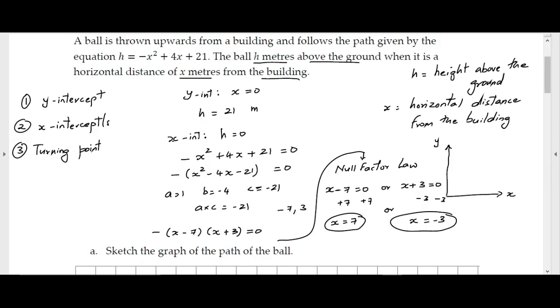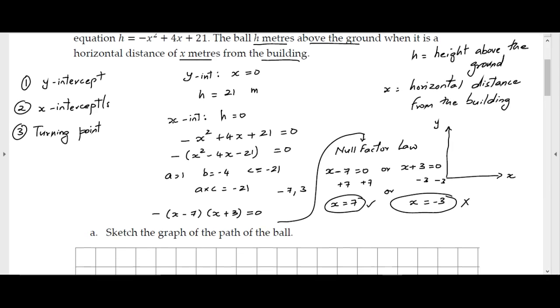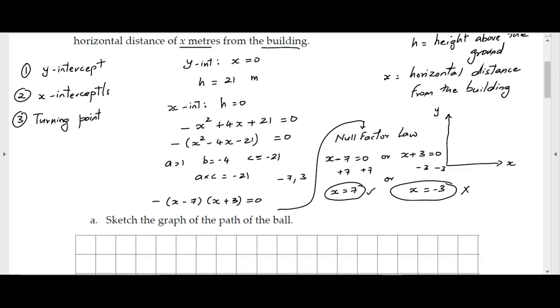Now let's go back to the variables again. x is the horizontal distance from a building. Again we talked about its limitation. Its value cannot be negative. So the only value we can accept in this particular scenario is a positive 7. I mean, if it is a normal quadratic function without any application, we can accept both the answers. Now let's go ahead and sketch this function. Actually, before that, we still need to work out a turning point.